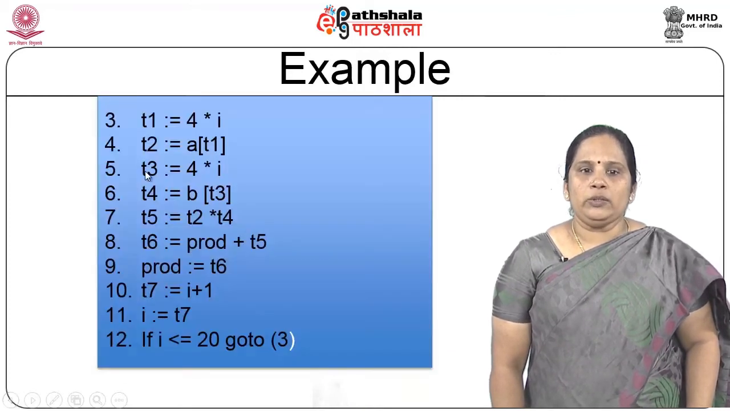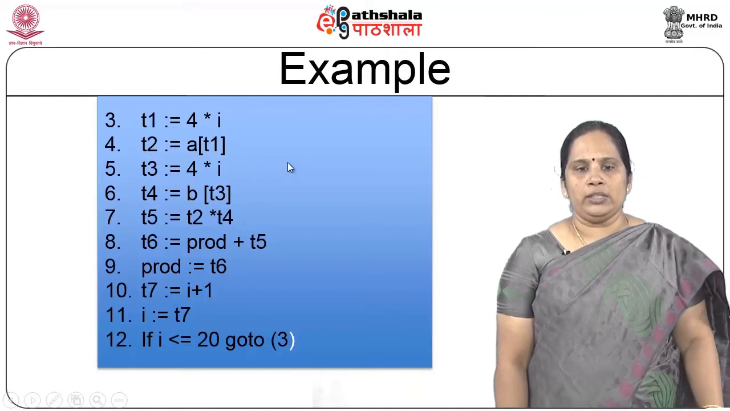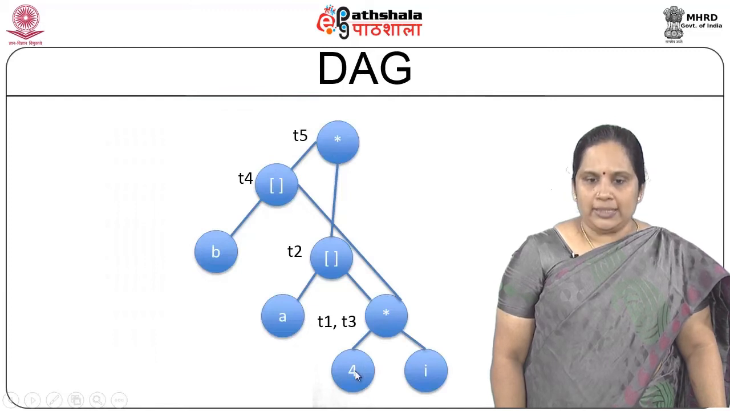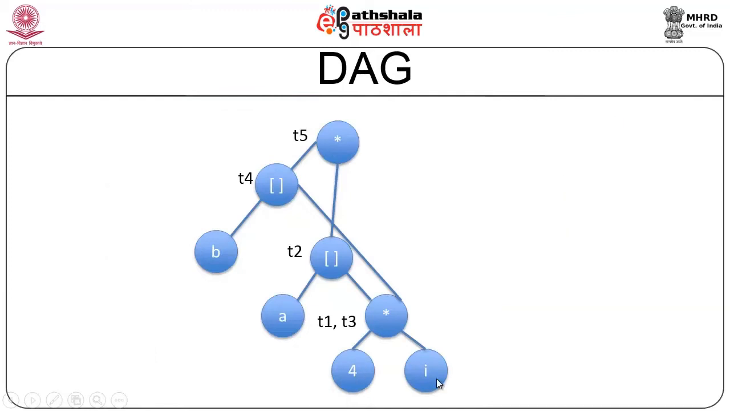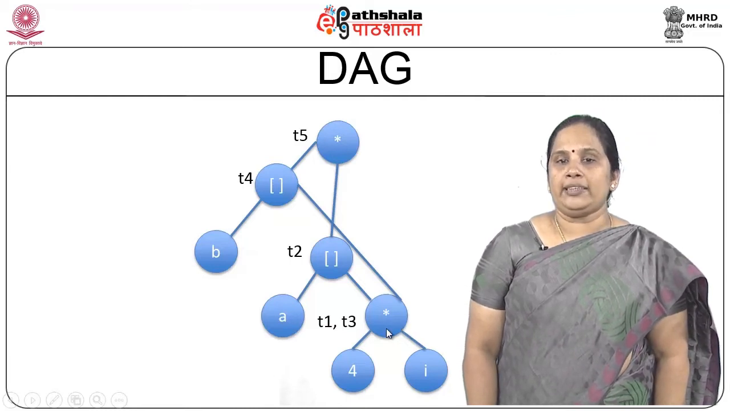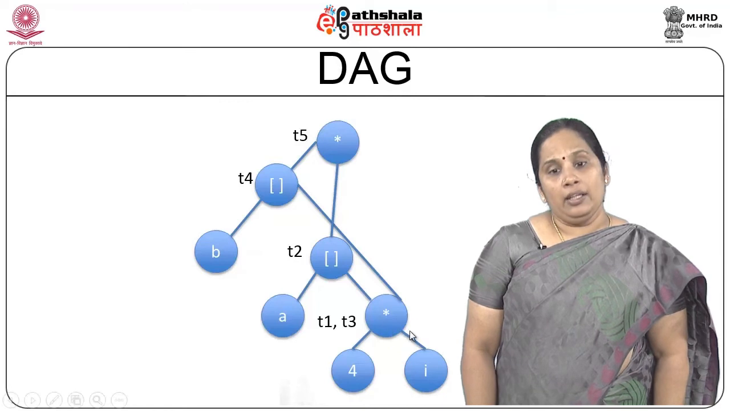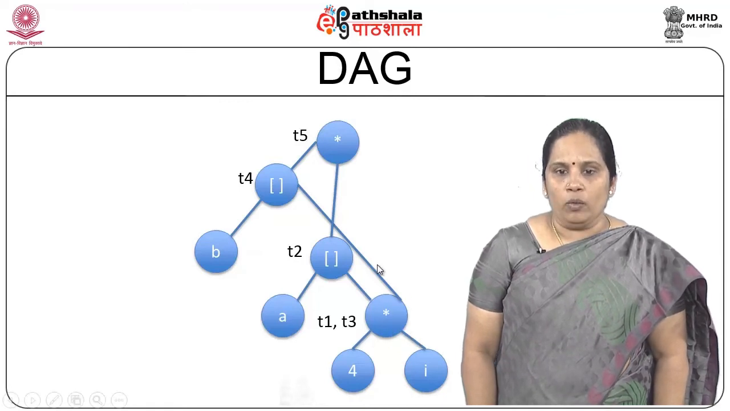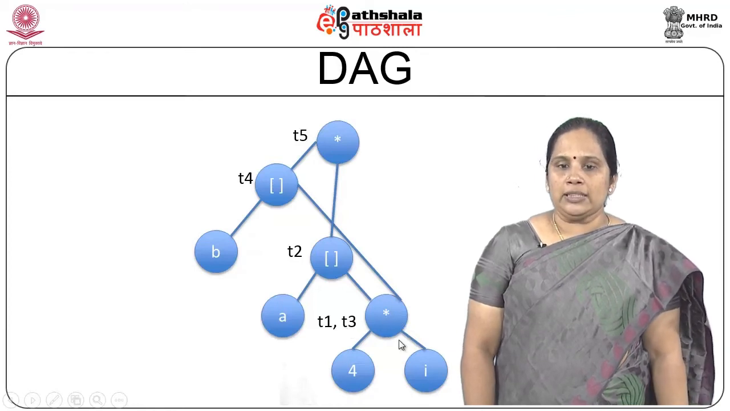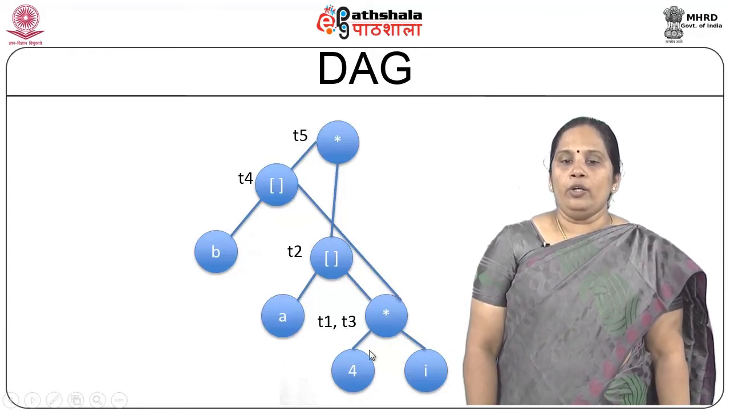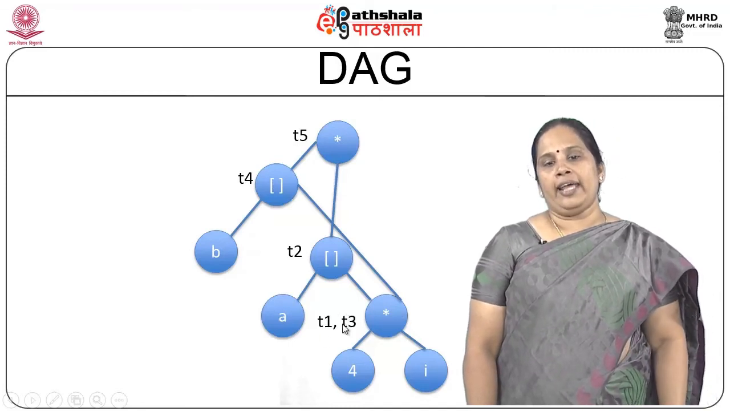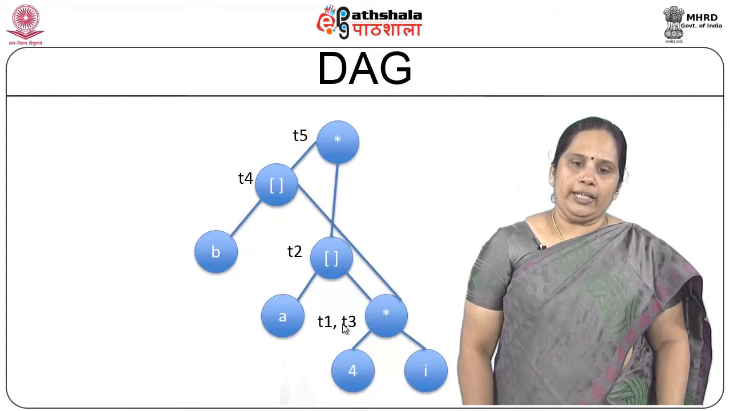Okay. The next one is T3 is equal to 4 into I. Now, this is the beauty. So, I will check whether there is a node 4 available. There is. Is there a node which is I available? Again, there is. Is there a node labeled star whose left and right children are 4 and I? That is also available. Therefore, this node will also be appended with the value T3. Now, we know that this is a common sub-expression. A node having multiple tags refers to a common sub-expression, and that can be reused. That is your intention. Okay.